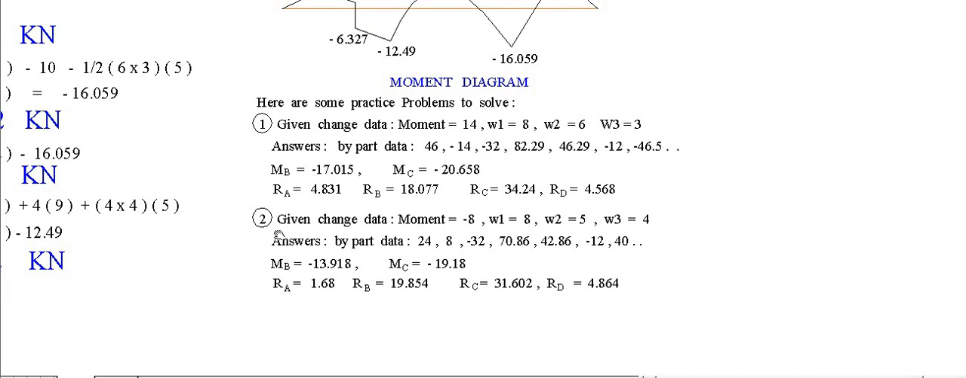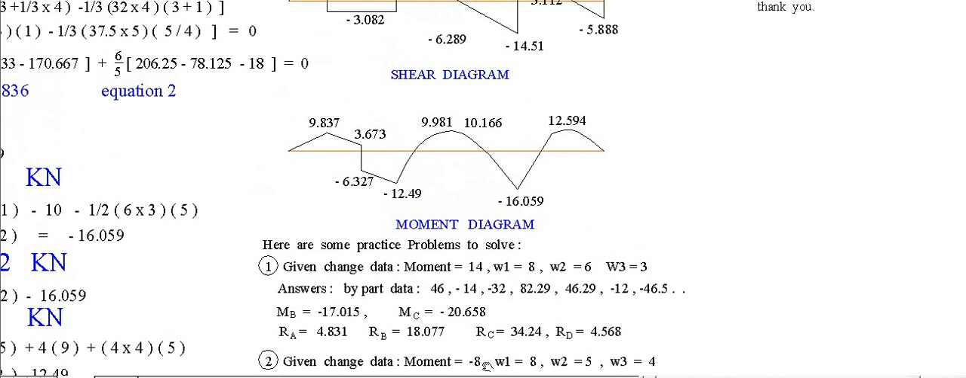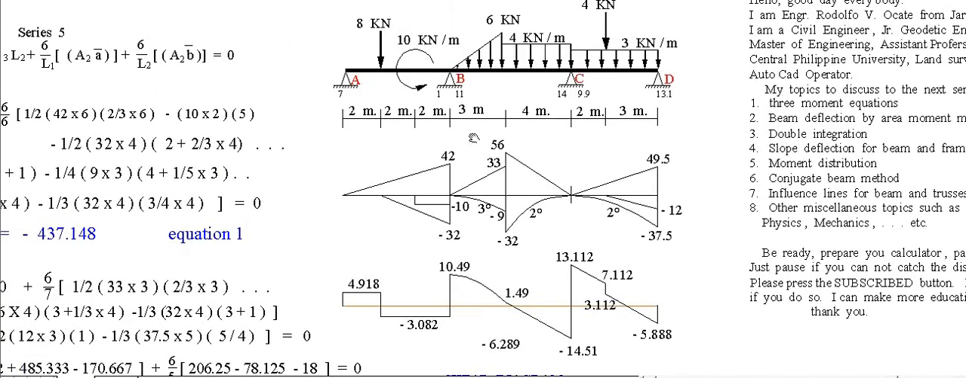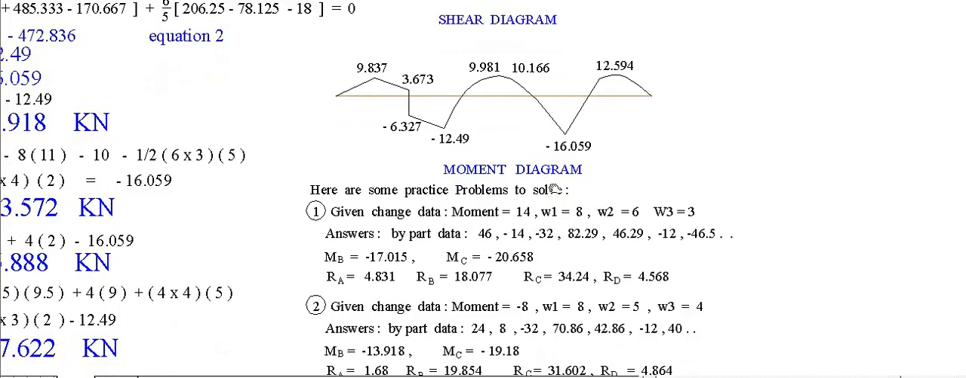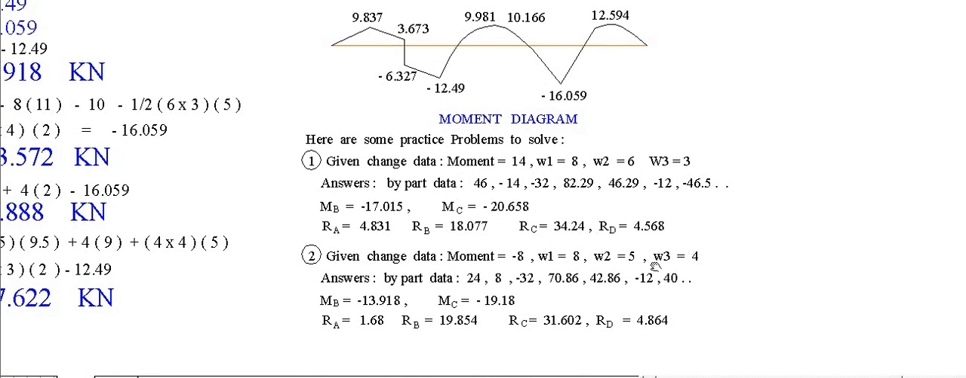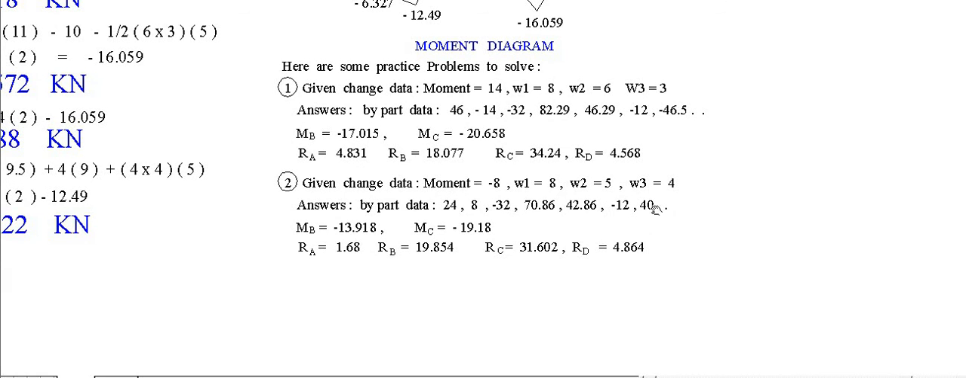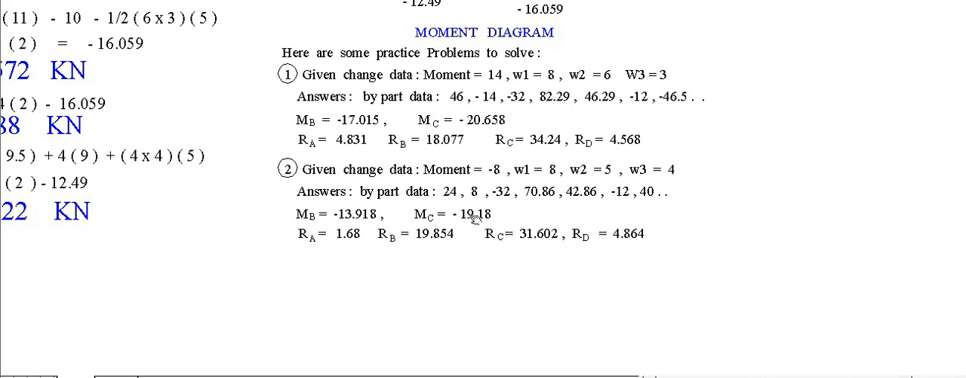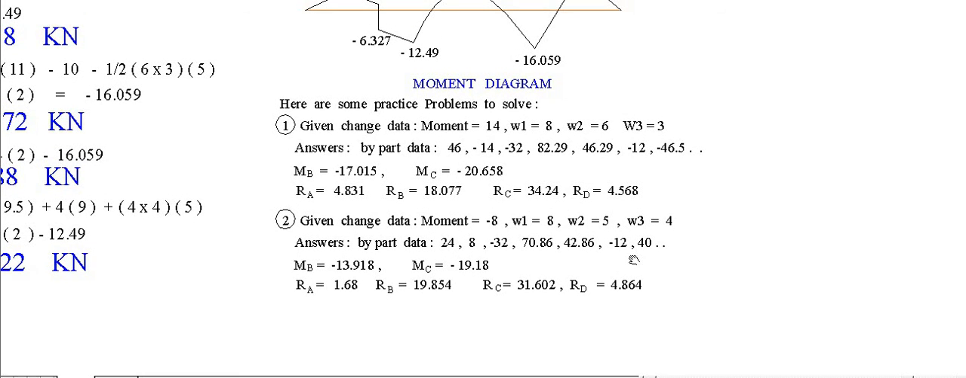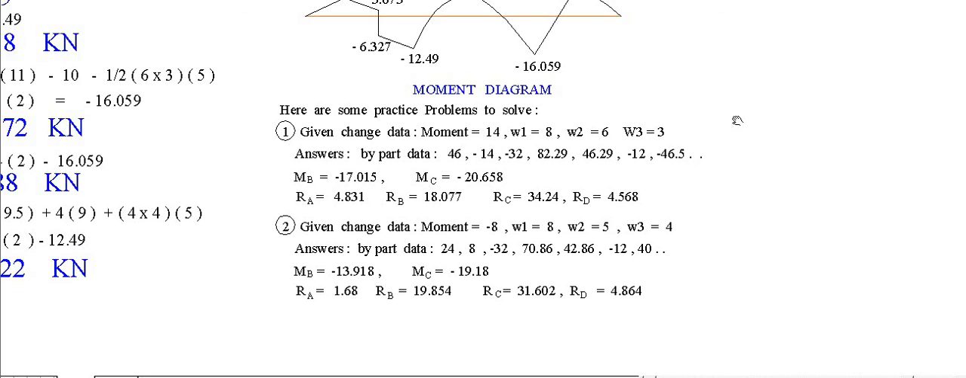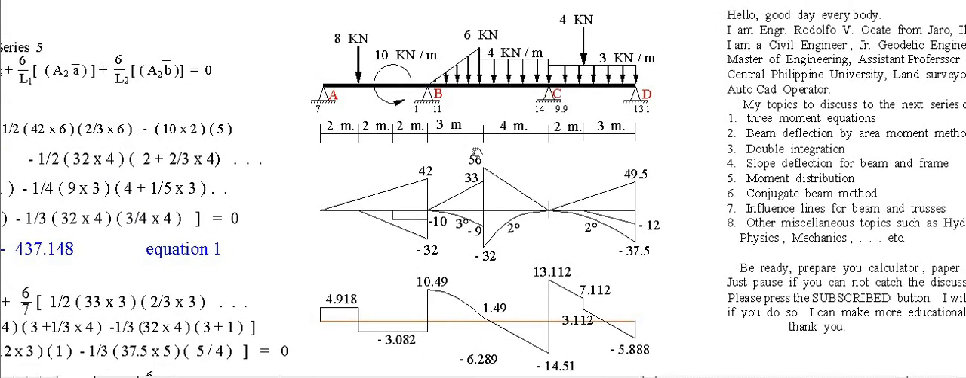Okay, then another set of practice solving the same figure, only that the moment here is reversed, minus 8, reversed as this one, clockwise, minus 8. Then W1, W2, W3, change that to this data. The moment by parts, we have this, then the moment at B, moment at C, RA, RB, RC, RD. It's good to solve these so that you will have confidence later to solve any problem related to the three moment equation.